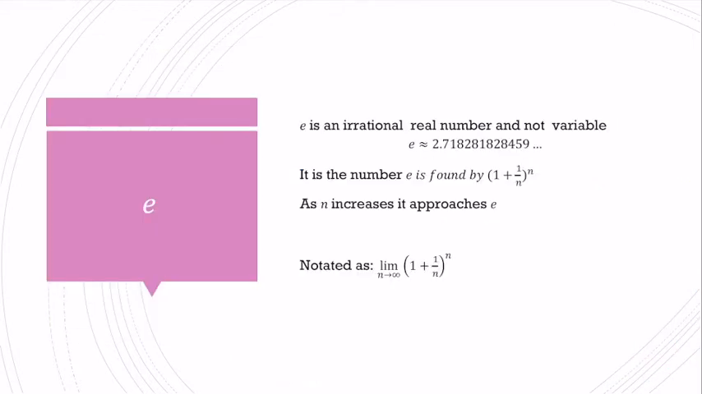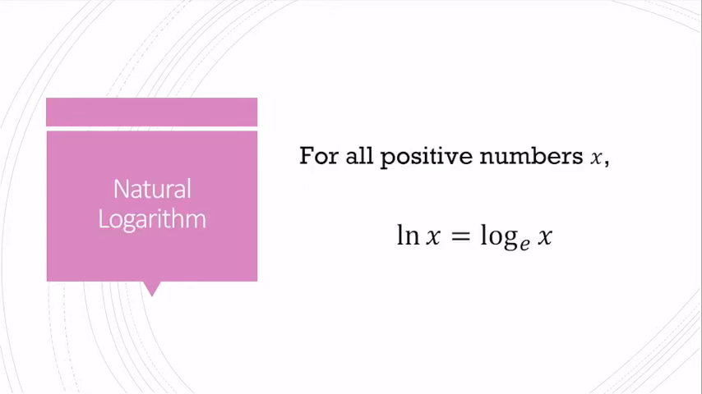Friendly reminder, e is an irrational number. It's found by taking 1 plus 1 over n to the n as n approaches infinity. It's a limit. So it's this irrational number. It's really useful. I can't 100% explain why, but it is. And for all positive numbers x, like I mentioned a little bit earlier, the natural log of x is log base e of x. This is the natural log. Even though e is an incredibly unnatural looking number, it is the natural log.